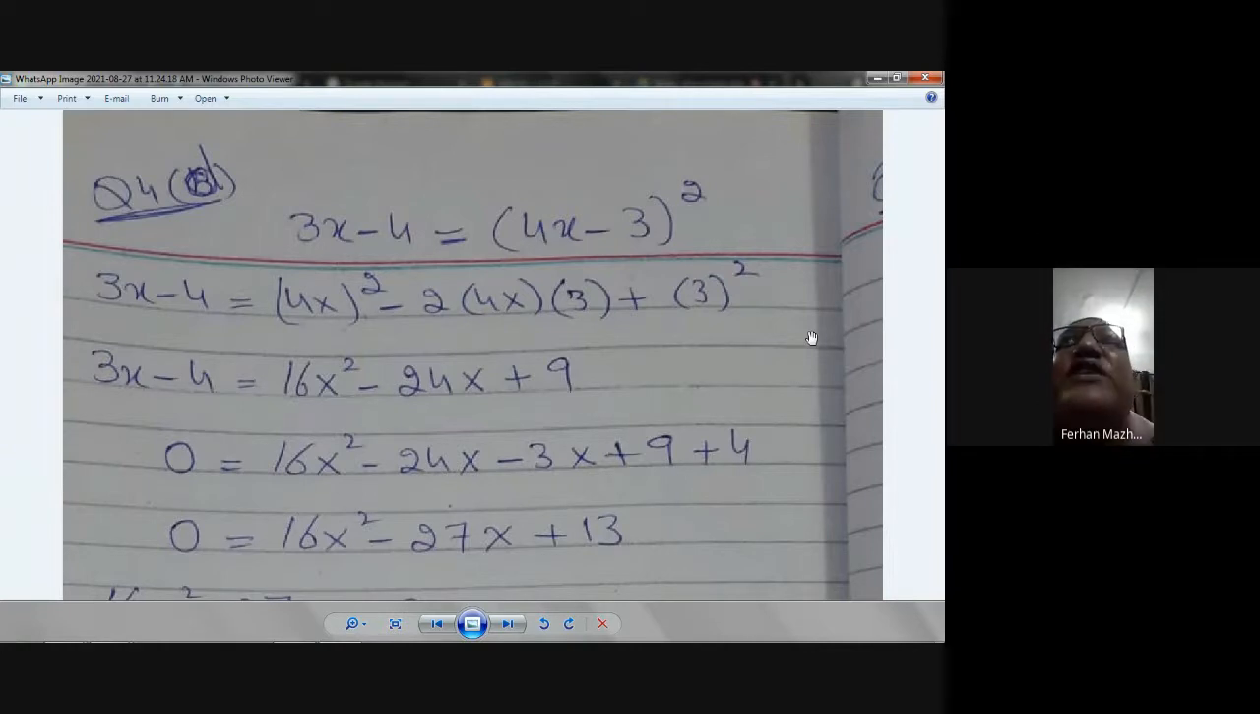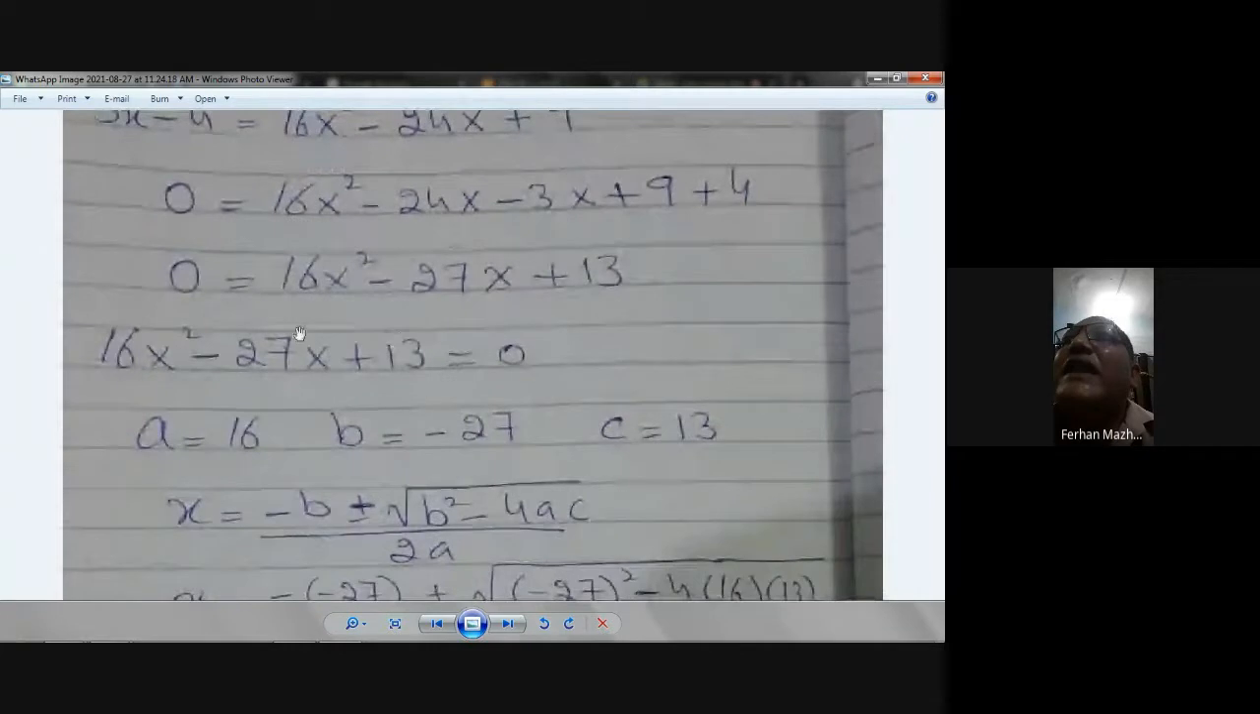Okay, so it will be 3x minus 4 equals to, this will become 16x square, this will become 24x, and this will become 9. I will take these left terms, the terms which are on the left side to the right side. So we will have 16x square minus 24x. From there, plus 3x will come here and it will become minus 3x. Then I have plus 9. From there, the minus 4 will come to the right side and it will become plus 4.